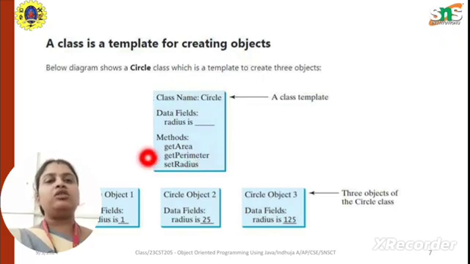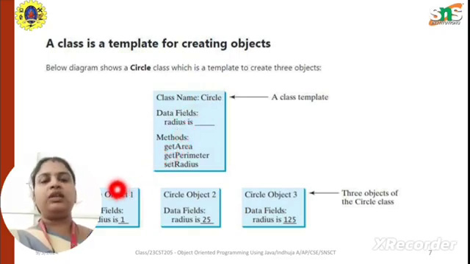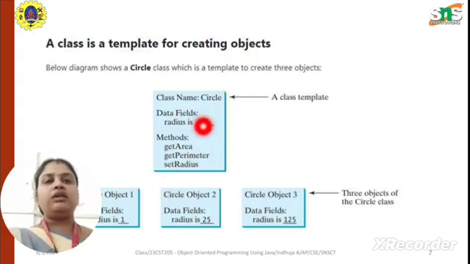This is how a class should look. The class name, and the class should have fields and methods. Now we are creating object 1 for the class circle. Here we are setting the value 1 to this data field which is called radius. To this radius we are setting the value 1 with the help of object 1. So this is the first object created for the class circle.